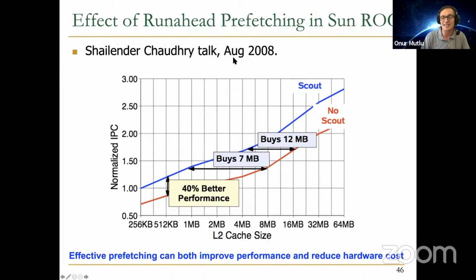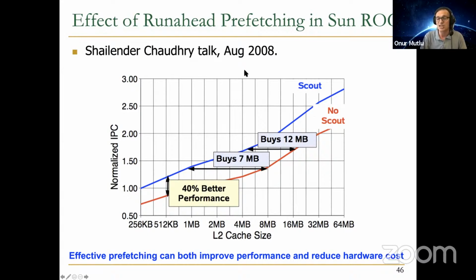But basically, they said that if you keep the cache size at 512 kilobytes for their commercial workloads at the time, if you do run-ahead prefetching, you get about 40% better performance. But you can actually play other tricks. For example, if you have an 8 megabyte cache size, if you don't do prefetching, you get some performance.